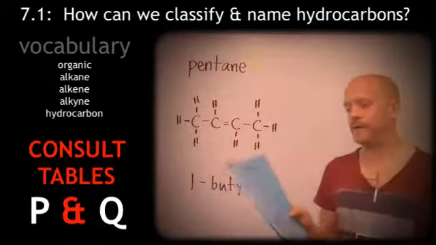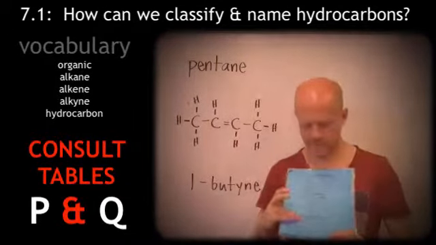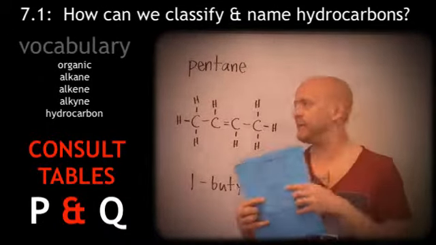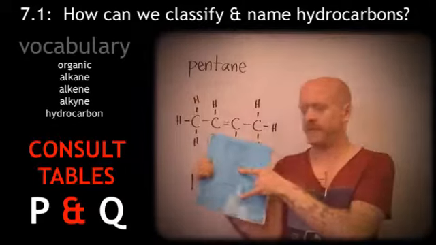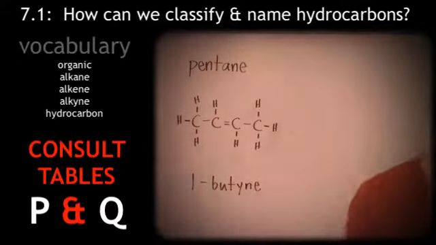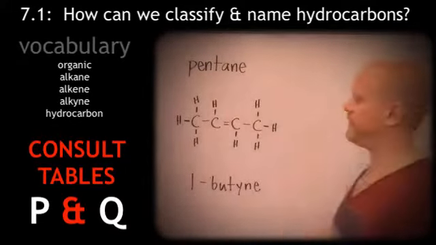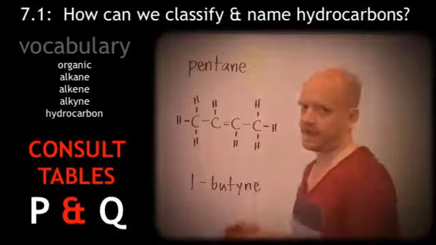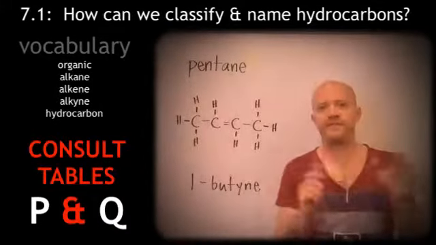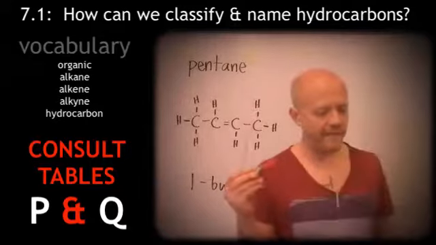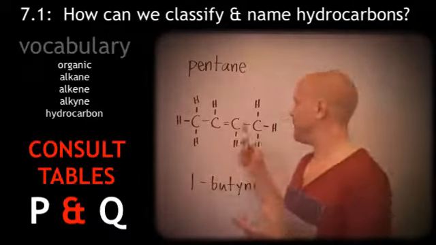Now, we're going to open it up, table P and table Q. For this activity, until later on in the week, we'll be looking at P and Q. So get that out. Basically, we're going to figure out how to name organic compounds. We have the naming, and then we also have the drawing.